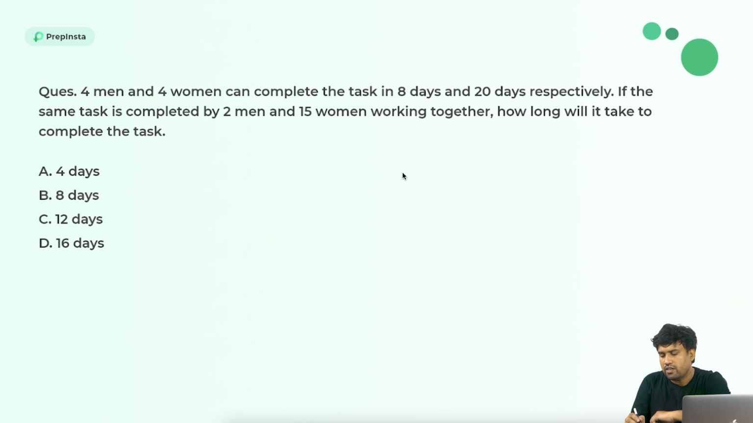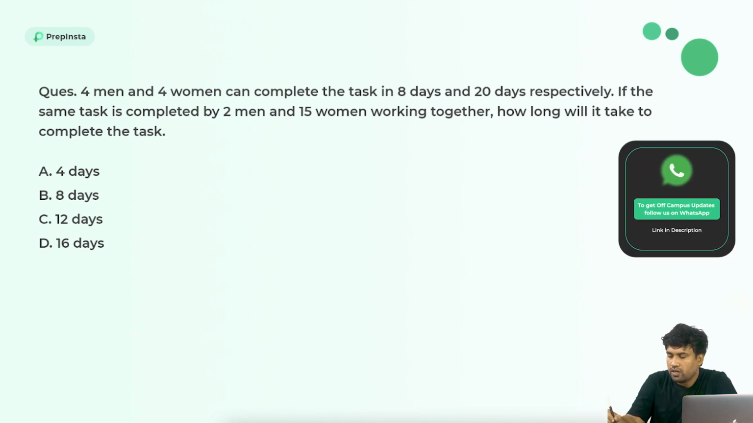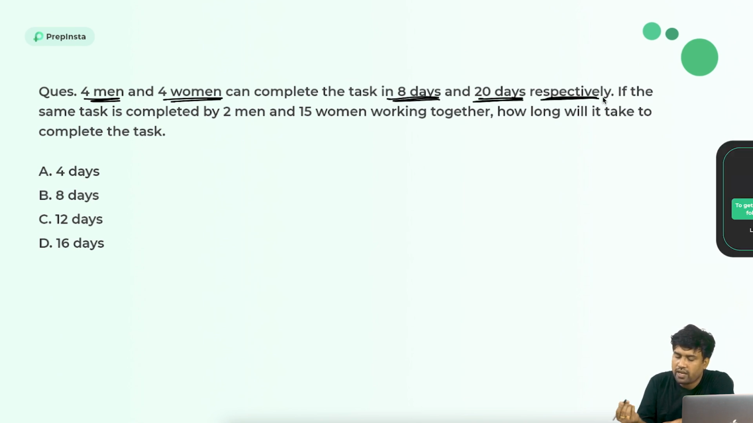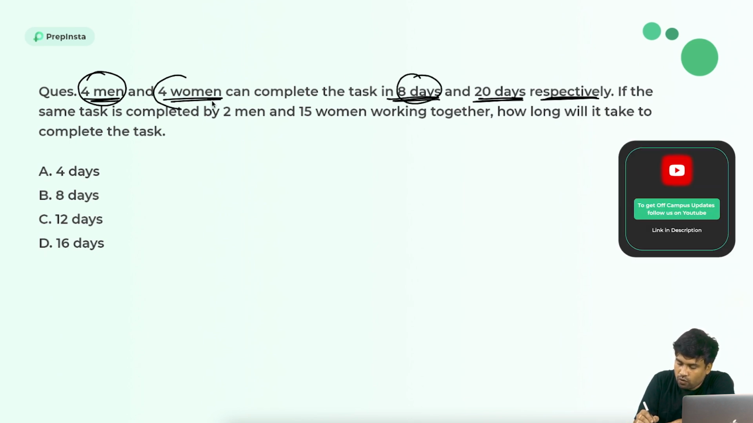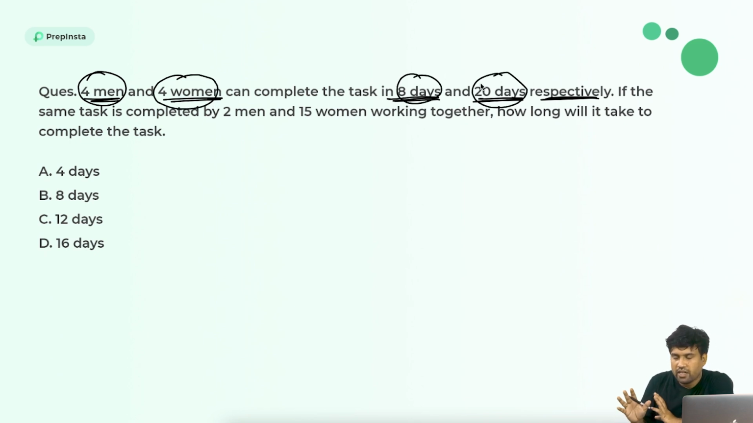For the problem related to time and work, whenever we see the problem, immediately we have to recognize which category the problem comes under, right? So that your brain will work on those formulas and shortcuts easily. So just look into the problem here. 4 men and 4 women can complete the task in 8 days and 20 days respectively. Okay, it's not a single group. 4 men complete in 8 days and 4 women complete in 20 days. Individual groups concept is given.